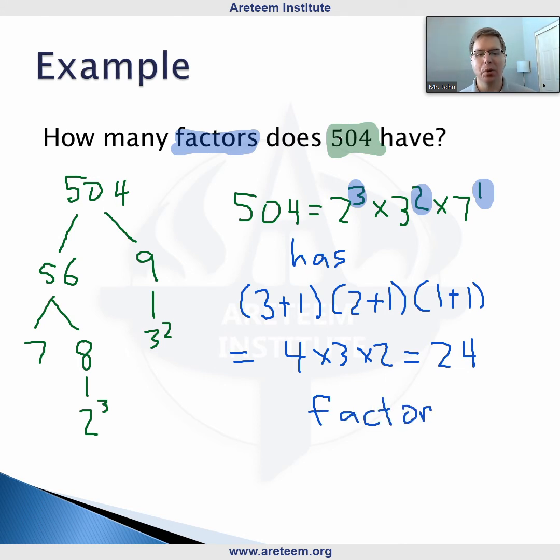So you find the prime factorization, you take all the exponents, add 1, multiply them together, and that will give you the number of factors that we have.